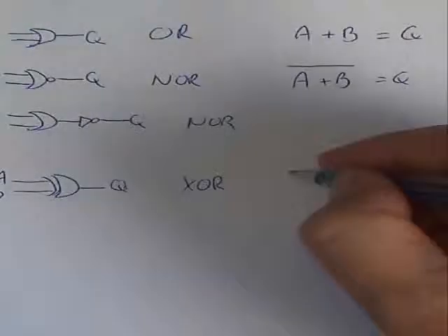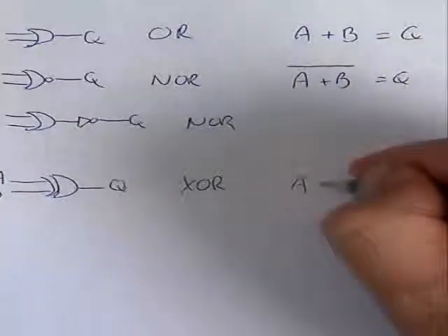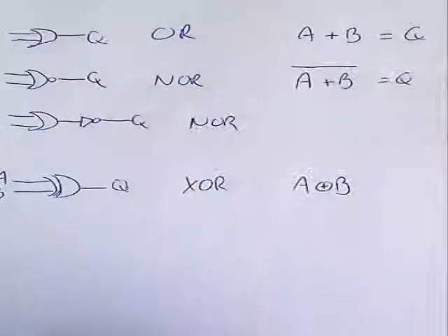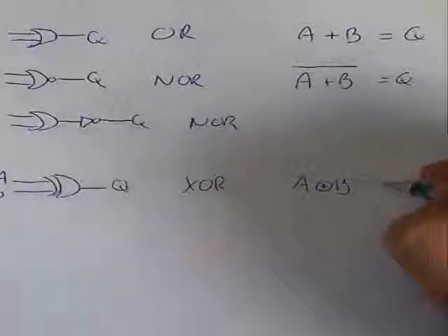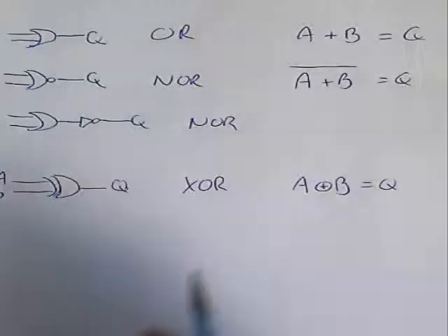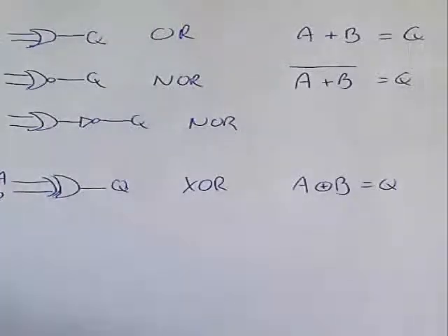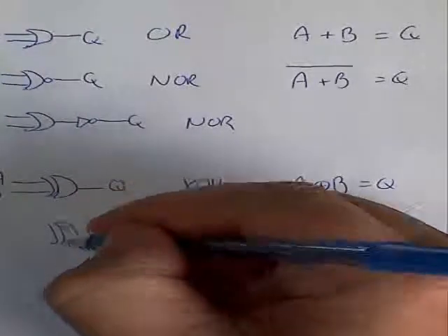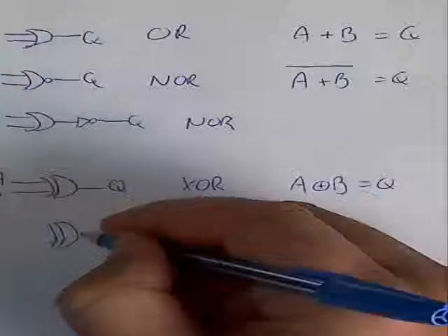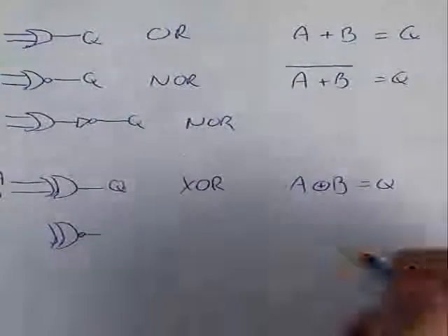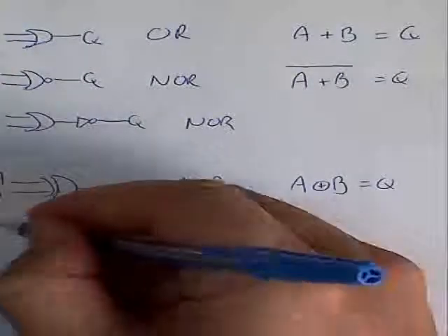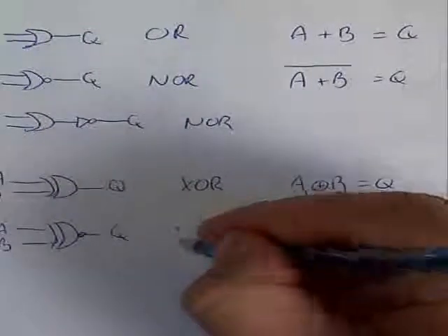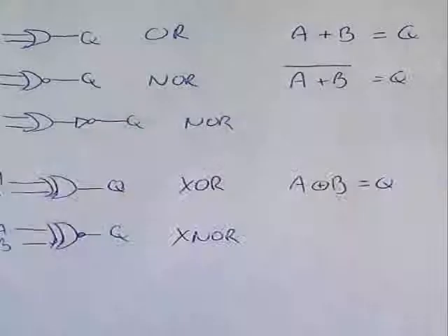And the symbol we use to represent this is A, and it looks like an OR symbol but with a circle around it, B, equals Q. So that's A XOR B. And again, we can have the inverted version, with a circle on the output. We call this one XNOR, exclusive NOR.